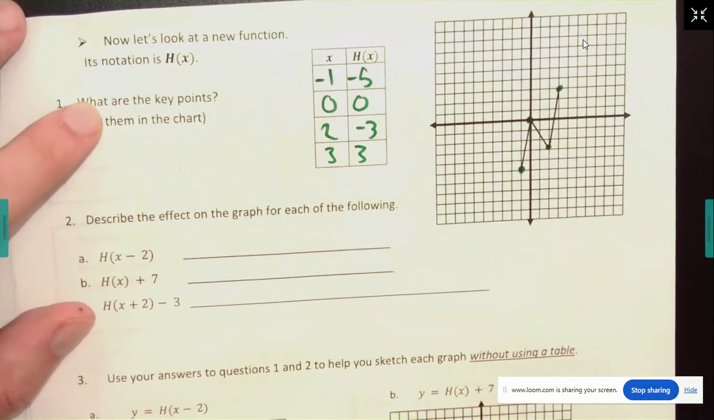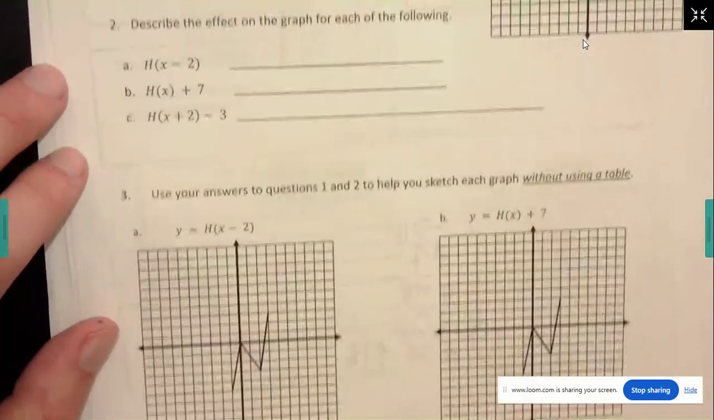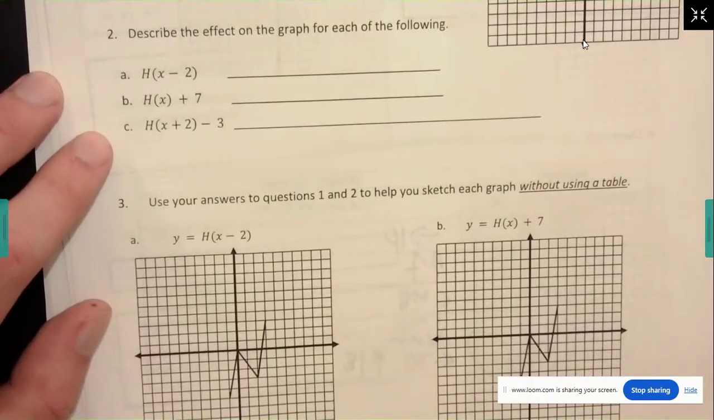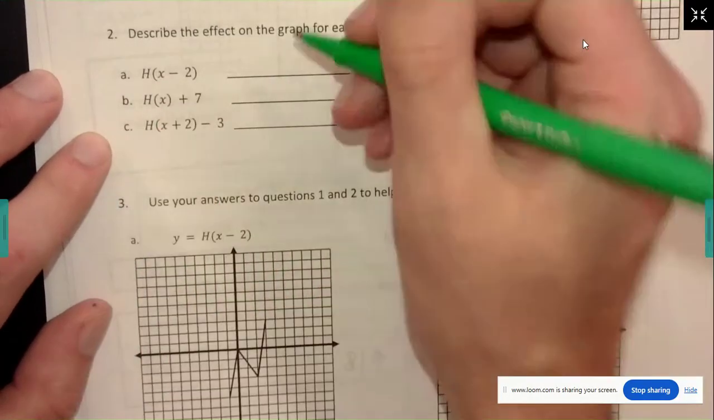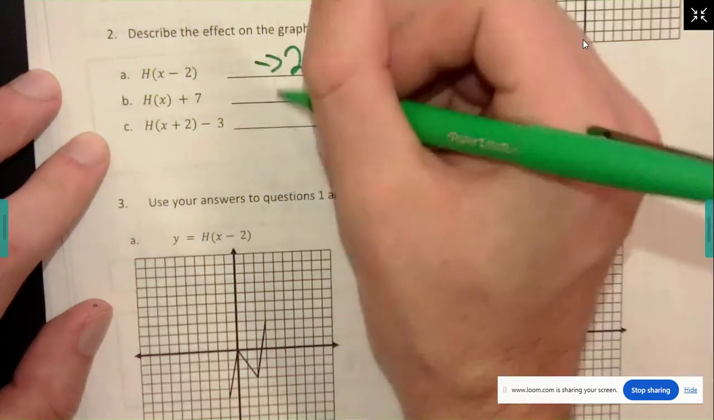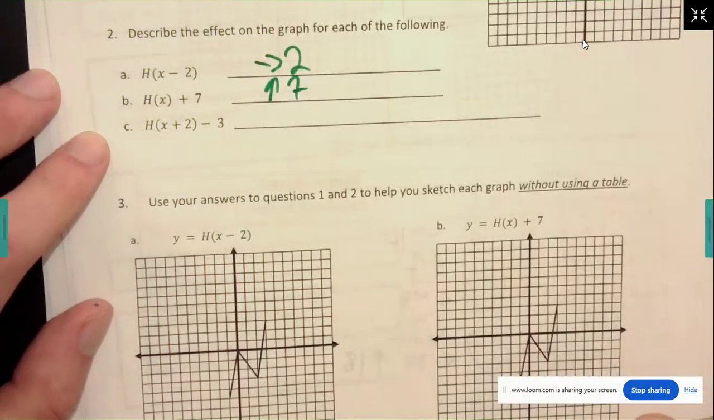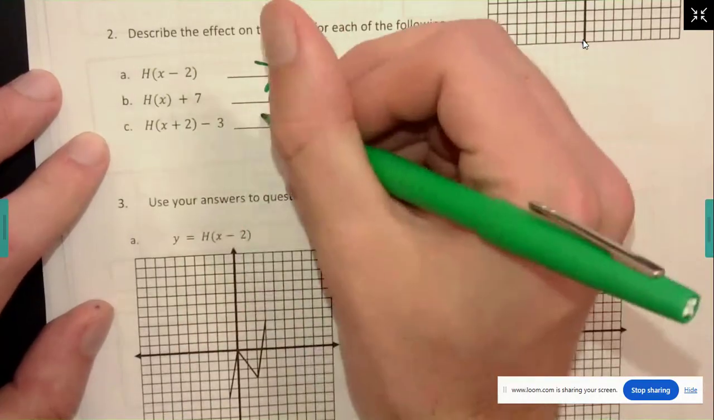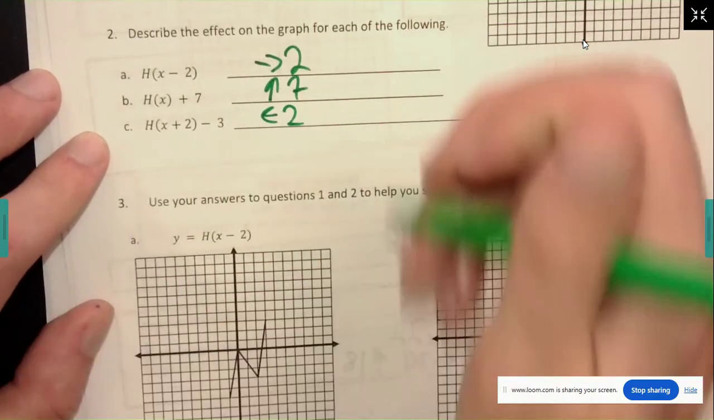Okay. All right. It says, describe the effect of the following. So this is stuff we've already done, right? The -2 on the inside, going right 2. The +7 on the outside, I go up 7. The +2 on the inside says I go left 2. And then I'm going down 3 with that -3.